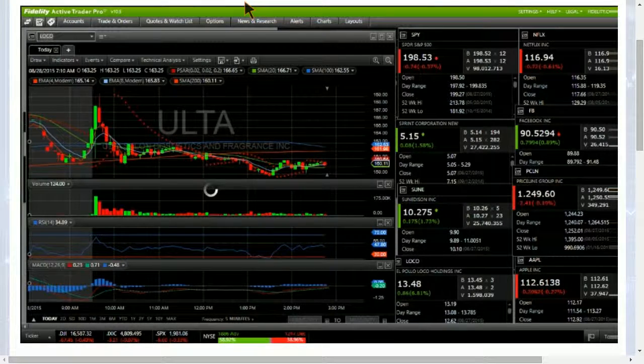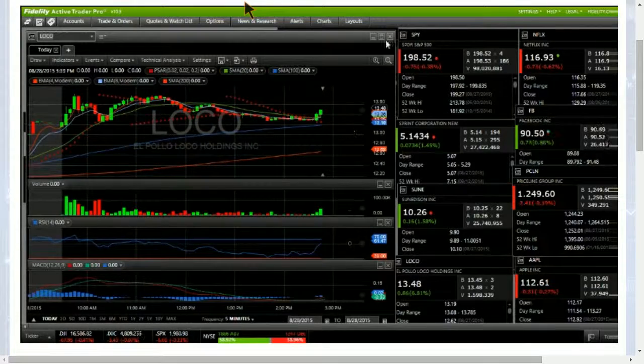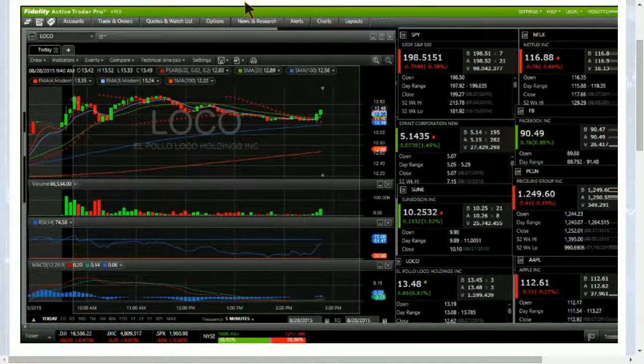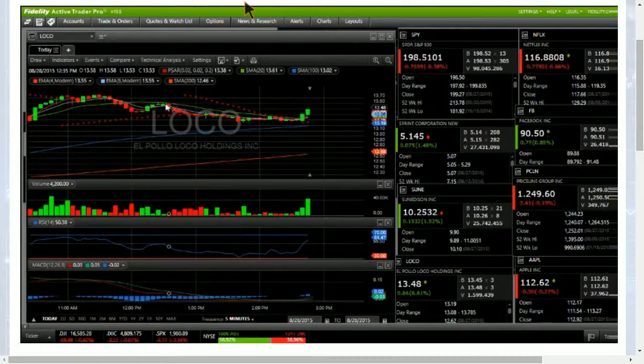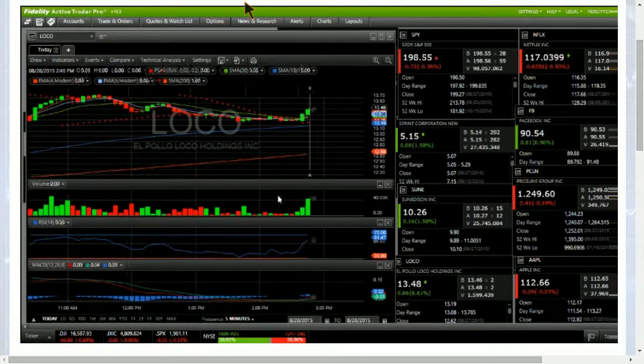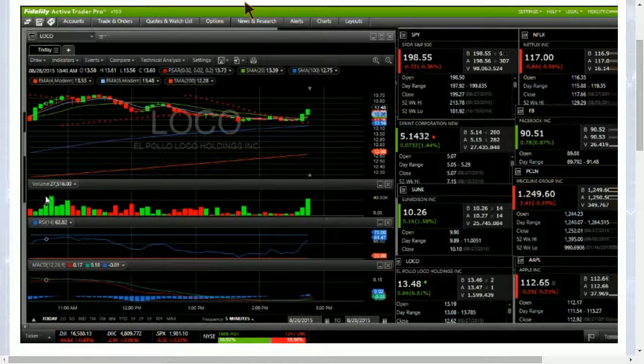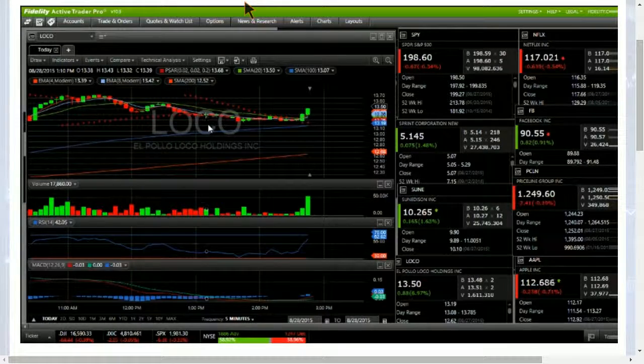Loco is seeing some bullish volume right now, trying to break out of this downtrend it's been in for most of the day. A break of 13.61 will be very significantly bullish, but look at this volume. It's the highest spike since that early morning spike on Pollo Loco. So it definitely broke the highs back here of 13.43. So making strides in the bullish direction here.